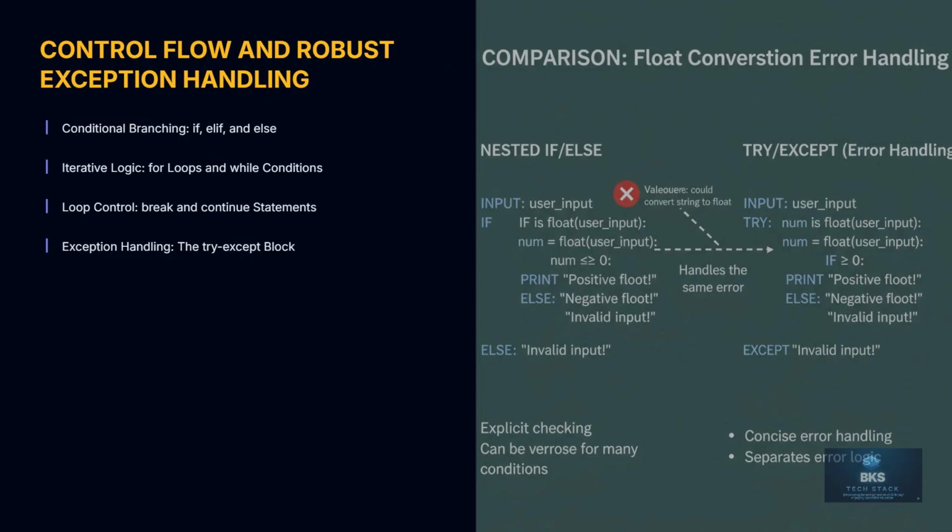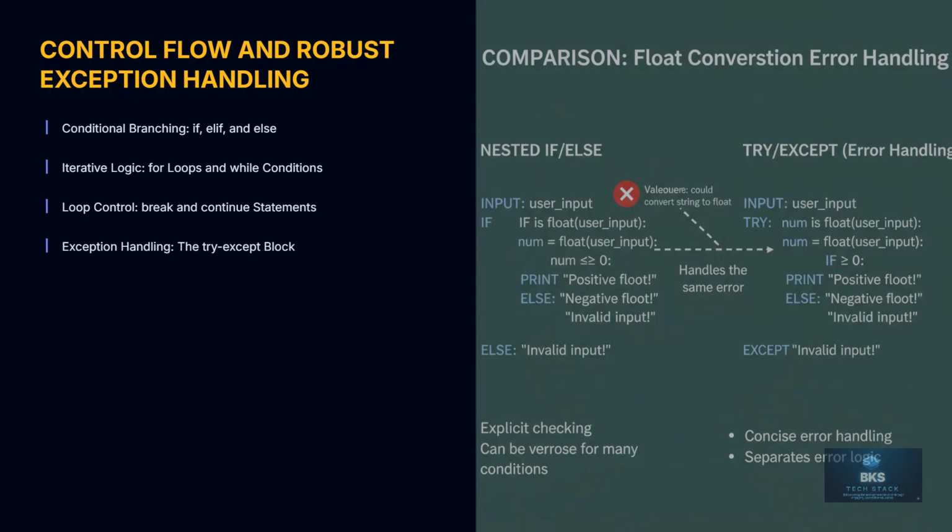The final layer of our foundation is control flow. Python uses if, elif, and else for conditional branching. Unlike many languages, Python relies on indentation to define block scope, which enforces readability. For iteration, the for loop is used to traverse collections or iterators. We use continue to skip the current iteration and break to exit the loop entirely, crucial for optimizing search algorithms.